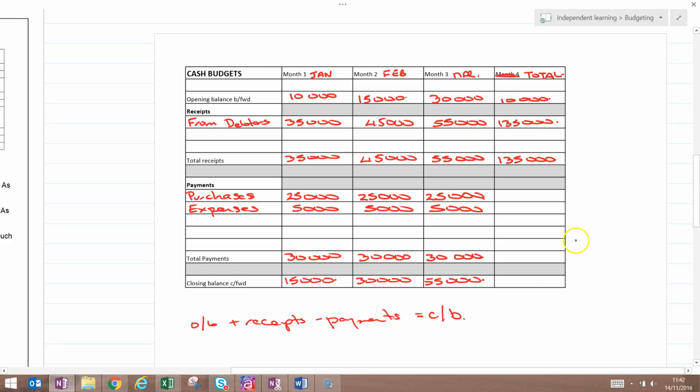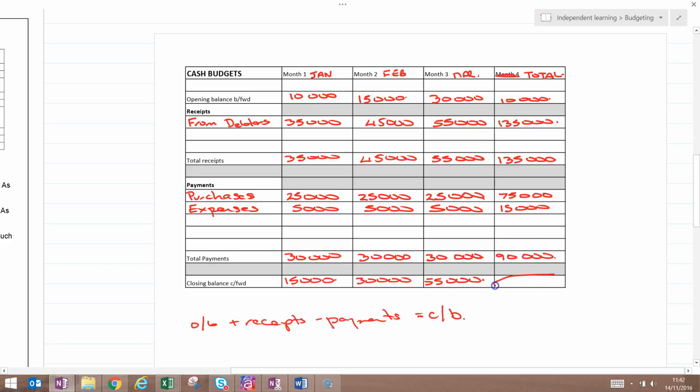Payments, total our purchases. In 3 months we make £75,000 of purchases and 15,000 in expenses. So that's a total of £90,000.